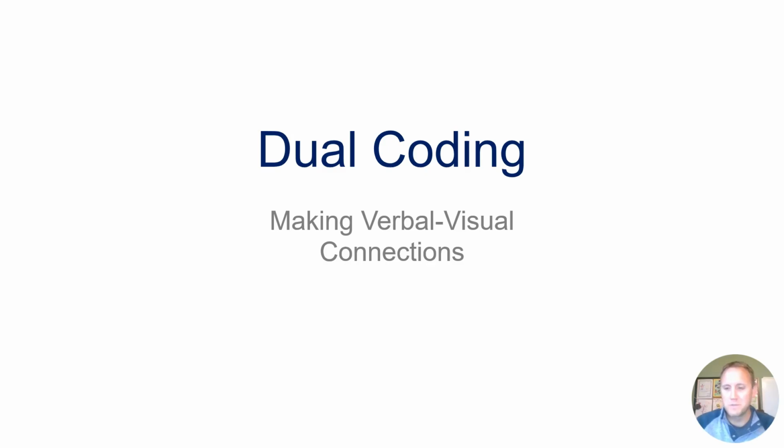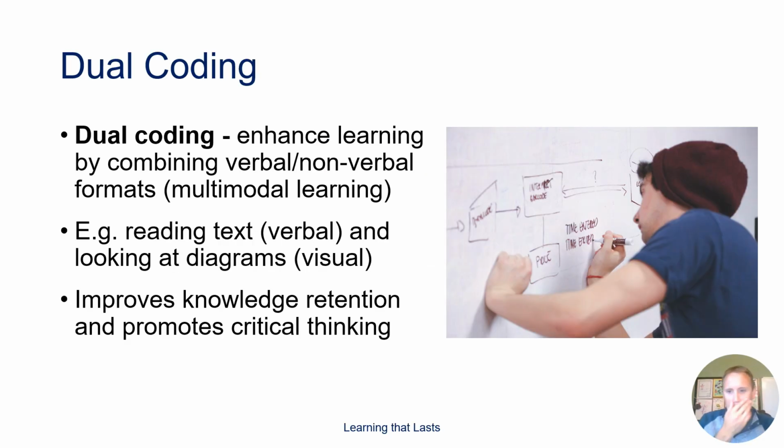All right, so in this video, I'm going to talk about dual coding and how we can use that to support our learning. So when we talk about dual coding, it's really pairing information in verbal and nonverbal formats. And sometimes you'll hear this called multimodal learning, with the idea that we're kind of processing information in different modalities.